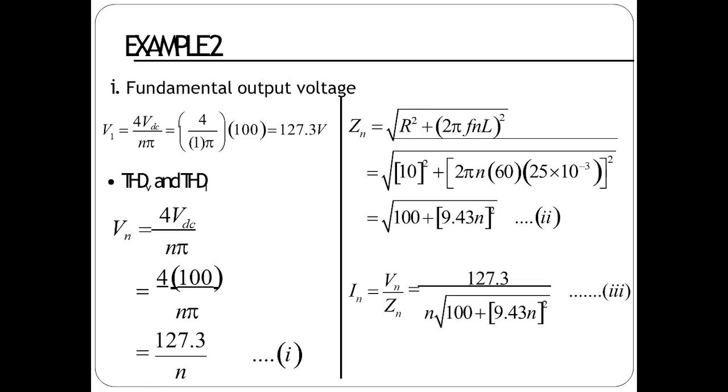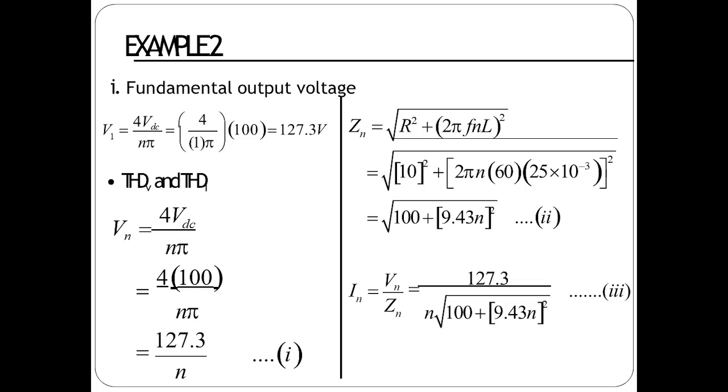After getting this, we calculate In equal to Vn by Zn. We know Vn is 127.3 by n, and Zn is the square root of 100 plus (9.43 n) squared. This n value depends upon which harmonic we are referring to, and it is calculated by this formula. By these formulas we can find the fundamental output voltage, the first part of the problem, which we have already discussed. So these are the things to be kept in mind.